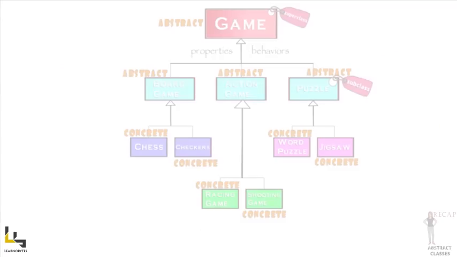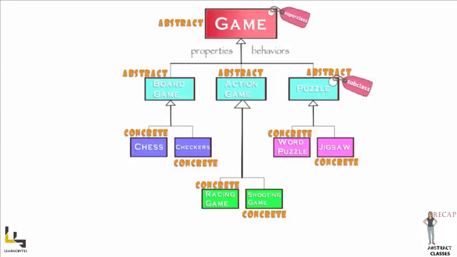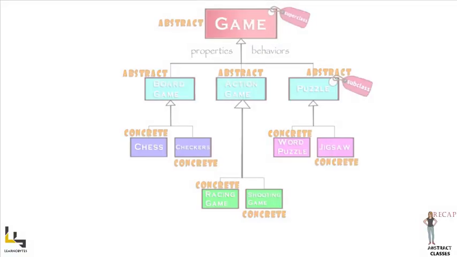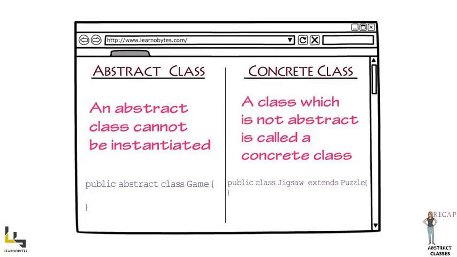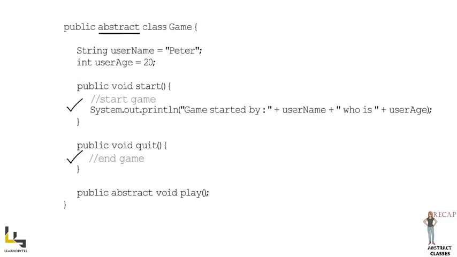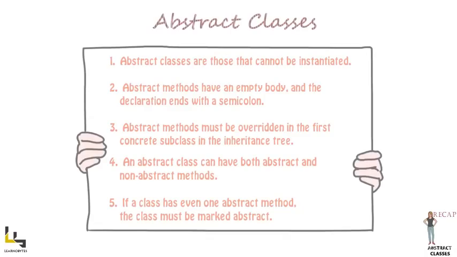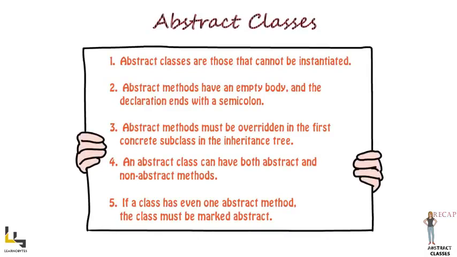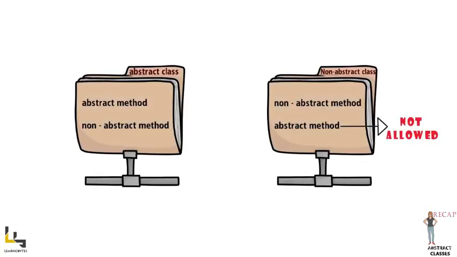Let's recap. In this video, we learned about abstract classes. Abstract classes are those that cannot be instantiated. They are only meant for inheritance and polymorphism. A class which is not abstract is called a concrete class. Abstract methods have an empty body, and the declaration ends with a semicolon. Abstract methods must be overridden in the first concrete subclass in the inheritance tree. Also, an abstract class can have both abstract and non-abstract methods. But a non-abstract class cannot have an abstract method.